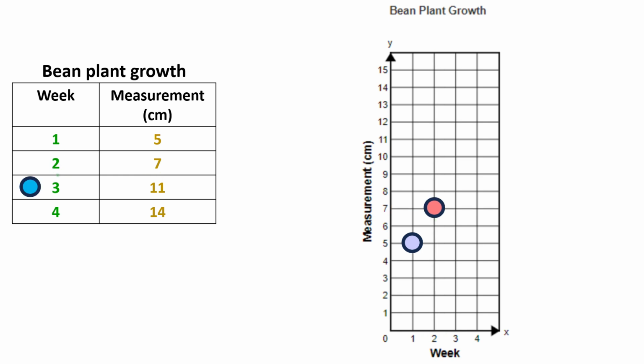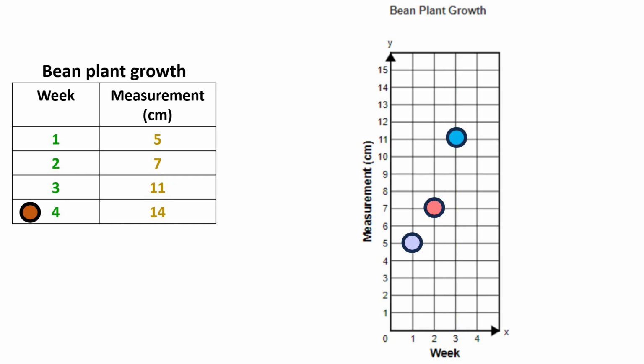Let's plot the blue point. The blue point has a week value of 3. We'll circle the number 3 on the week axis. Then, we'll highlight the entire week line that has a value of 3. The blue point has a measurement of 11 centimeters. We'll circle the number 11 on the measurement axis. Then, we'll highlight the entire measurement line that has a value of 11. Next, we find the place where these 2 highlighted lines cross. That place is where the blue point goes.